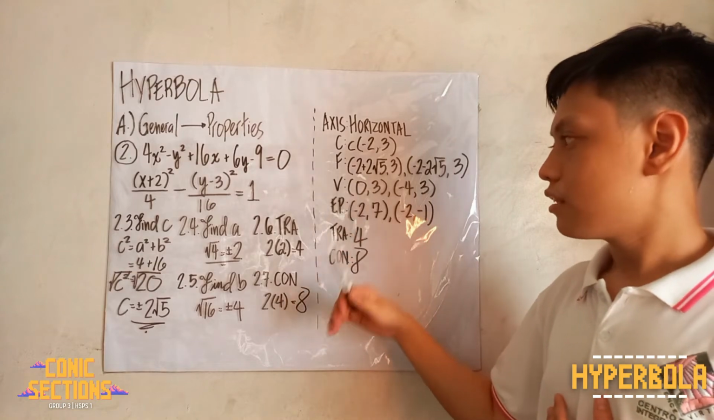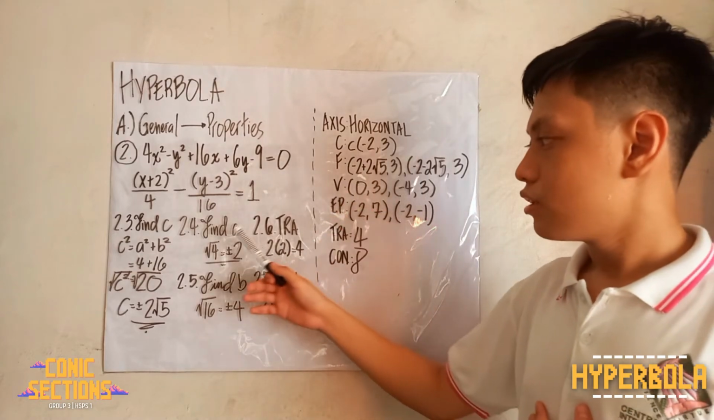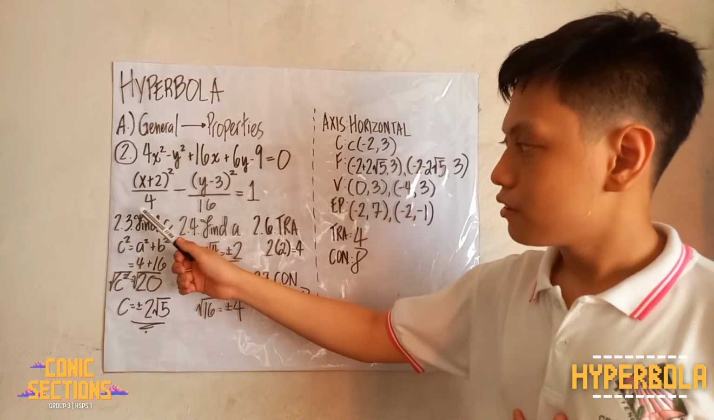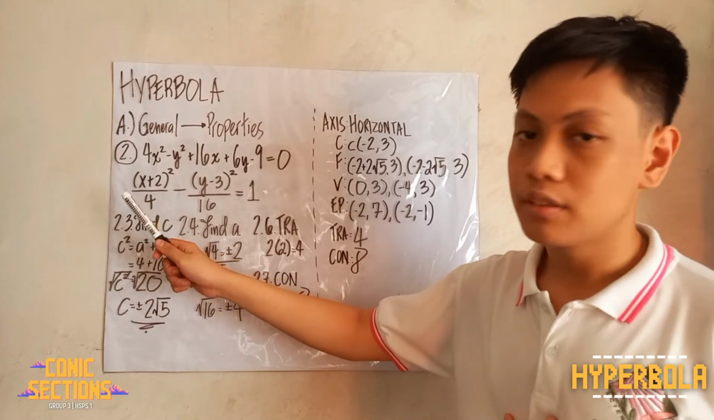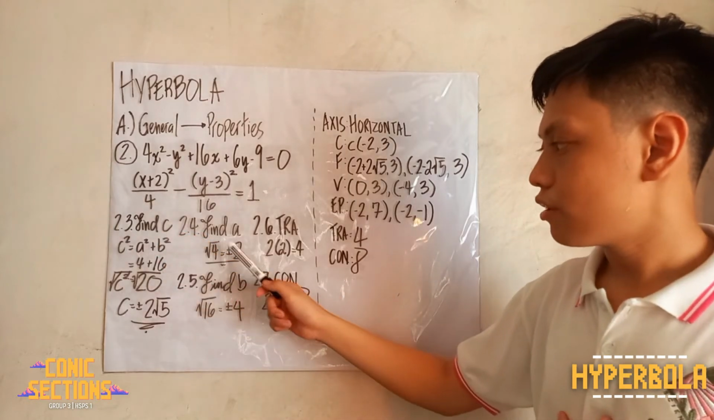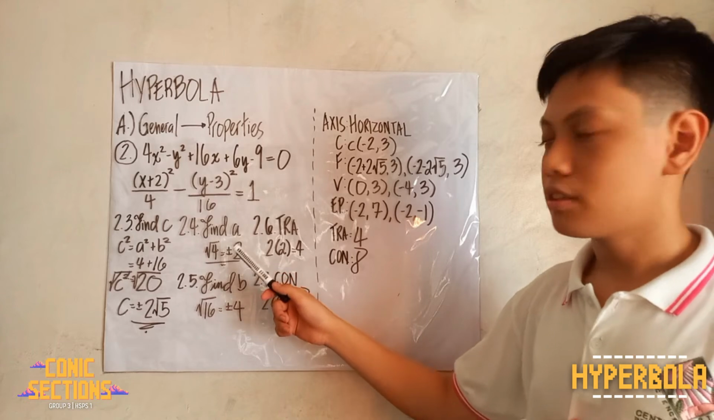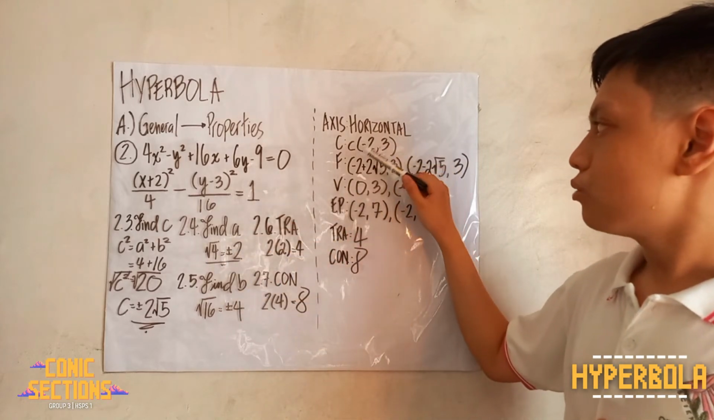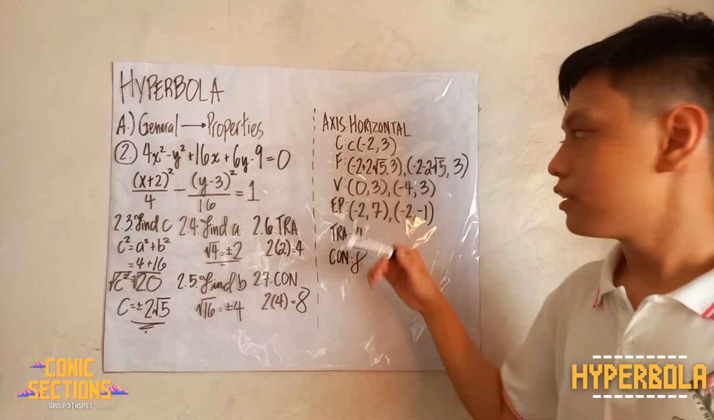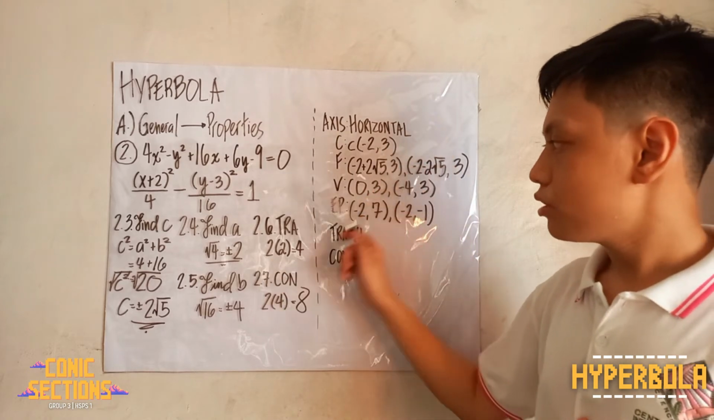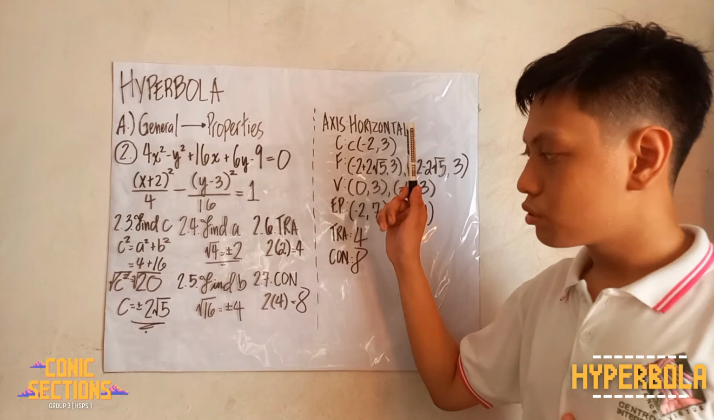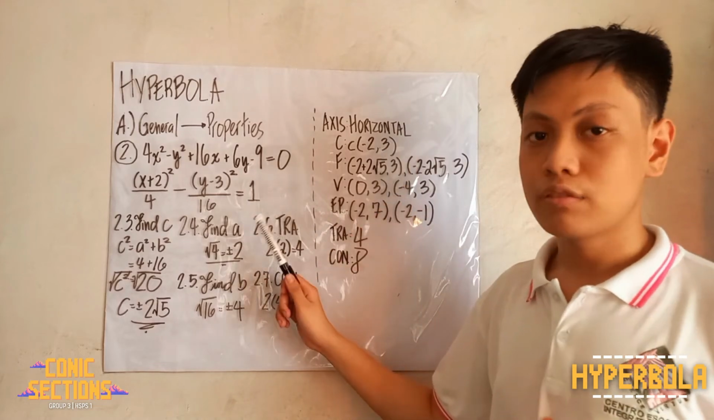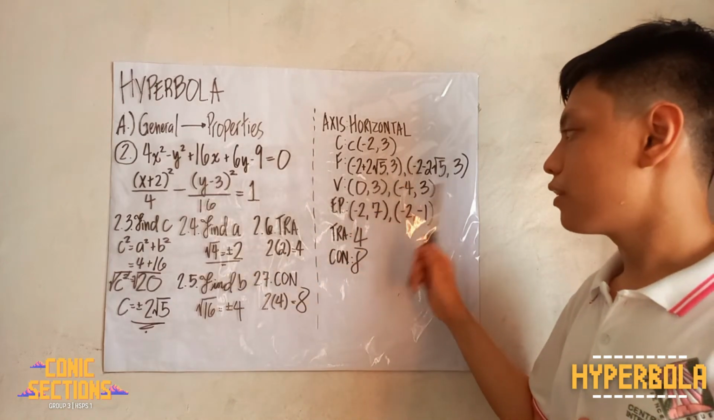For the vertices, you will once again find a, and this time our a will be 4. Take the square root of 4 and you will be left with plus or minus 2. So add and subtract this value again to negative 2, to our h. So negative 2 plus 2, you'll have 0. Negative 2 plus negative 2, you'll have negative 4.